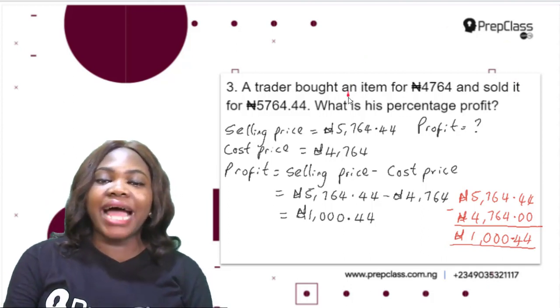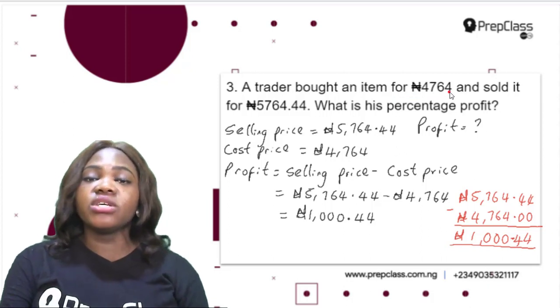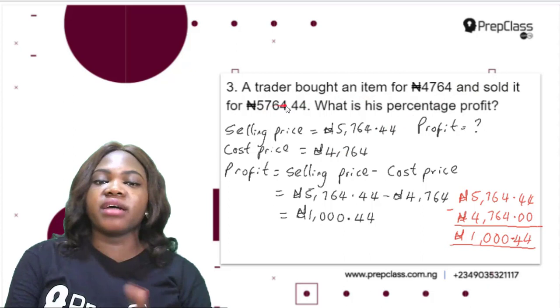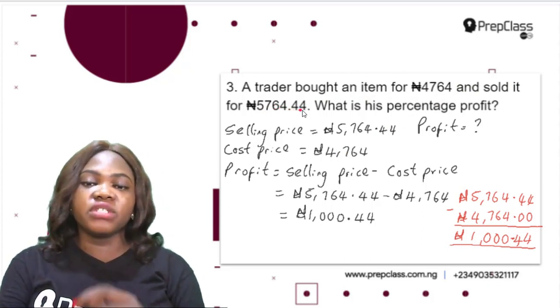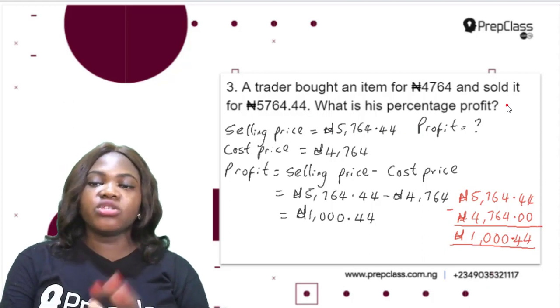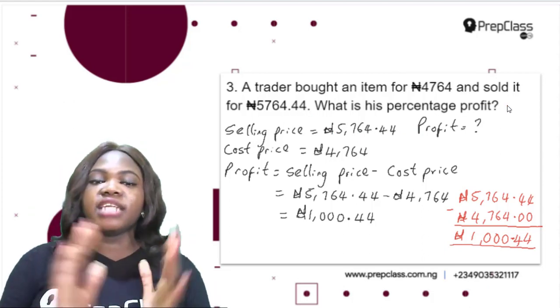Okay, so let's bring out the information in this question. A trader bought an item for 4,764 naira. So that's the cost price. Then sold it for 5,764 naira 44 kobo. That's the selling price. What is his percentage profit? So to find percentage profit, remember we need the profit first. Okay, so let's find the profit.